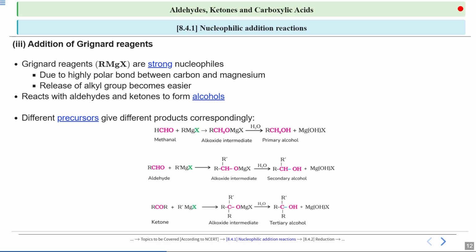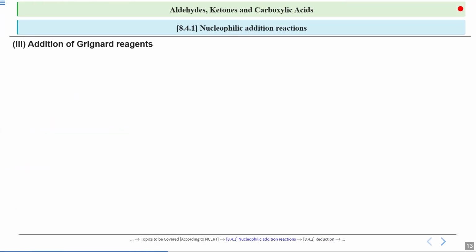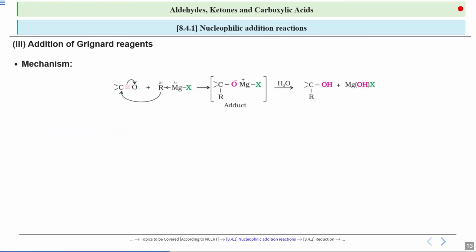Similarly, if you react a ketone with a Grignard reagent, you get a tertiary alcohol. In a tertiary alcohol, the carbon to which your OH group is attached is further connected to 3 carbon atoms. So if you react formaldehyde with a Grignard reagent, you get a primary alcohol. Other than formaldehyde, if you react any aldehyde with a Grignard reagent, you get a secondary alcohol. And if you react a ketone with a Grignard reagent, you get a tertiary alcohol. Now we will see this mechanism, how this is happening.